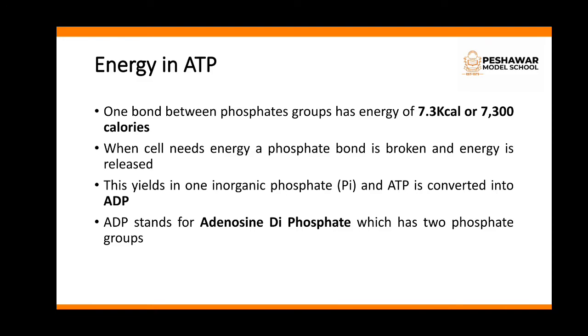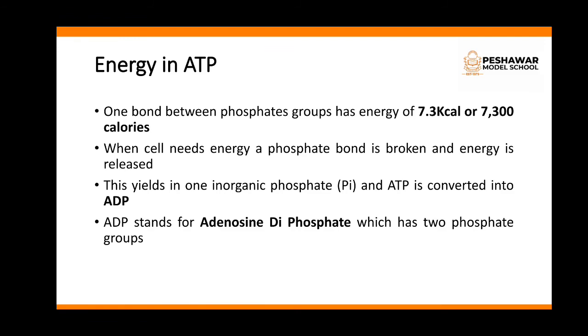Then we will study the energy in ATP, that is, how much energy an ATP contains. One bond present between two phosphate groups has an energy of 7.3 kilocalories or 7300 calories. When broken, a bond between two phosphates can yield up to 7.3 kilocalories of energy. Whenever a cell needs energy, it breaks a phosphate bond of ATP, and the energy is released, up to 7.3 kilocalories.